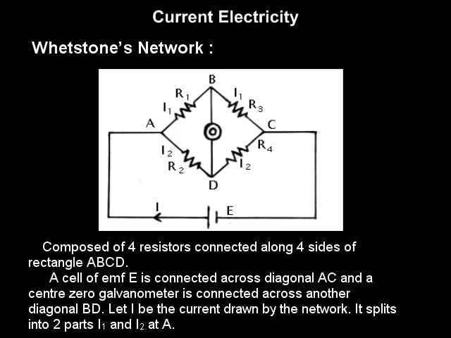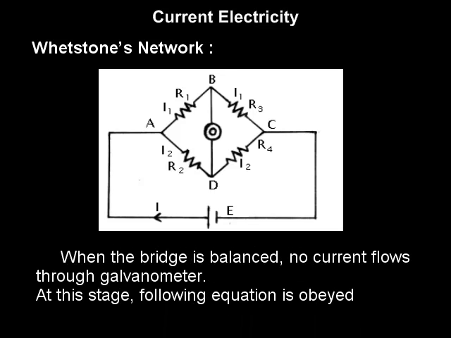A cell of EMF E is connected across diagonal AC, and a center zero galvanometer is connected across another diagonal BD. Let I be the current drawn by the network. It splits into 2 parts, I1 and I2 at A. When the bridge is balanced, no current flows through the galvanometer.